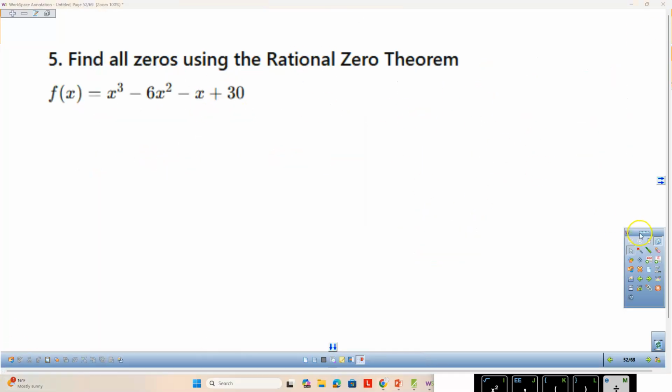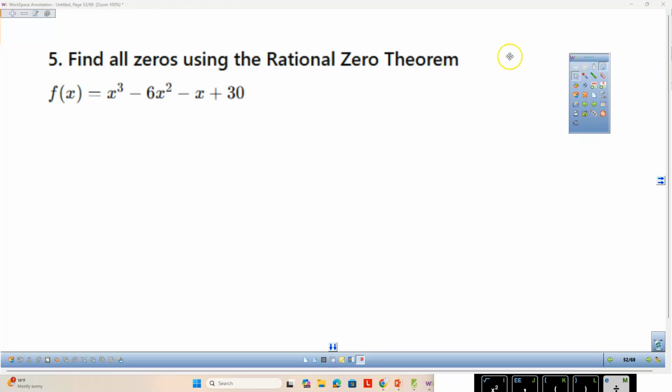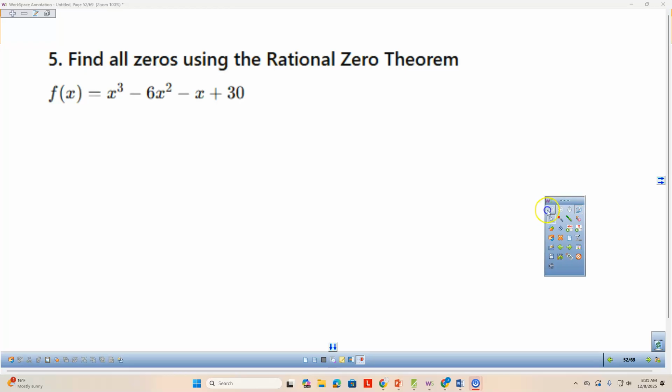Find all the zeros using the rational zero theorem. Alright, let's talk about this beast. The rational zero theorem says, right, our P over Q. You take your factors of your first and your last, you divide them, right?